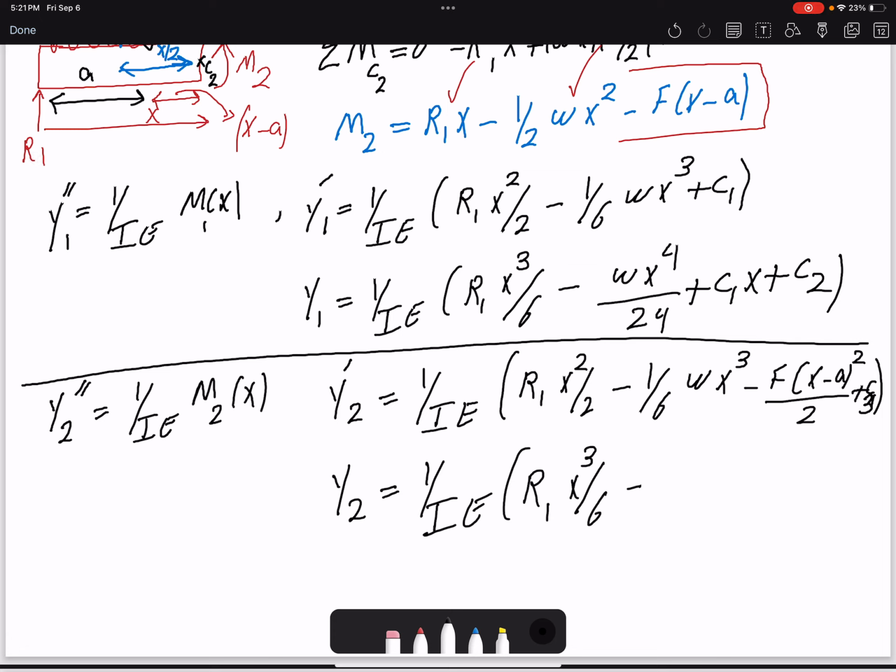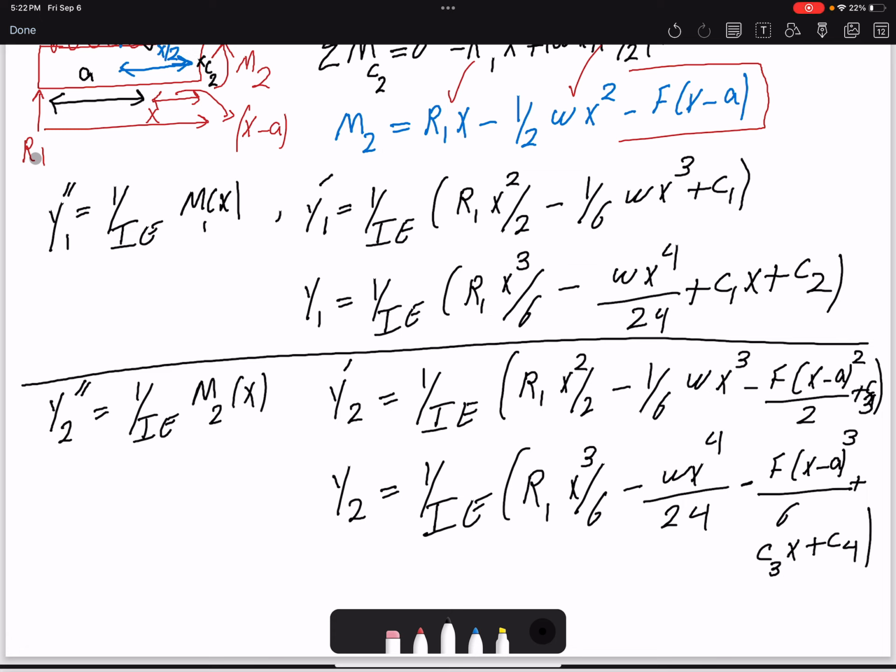R1x cubed over 6, minus wx to the 4th over 24, minus the x minus a cubed term over 6, plus, so pay attention to this, C3x plus C4. These are my slope and deflection based on the two moments that I have.